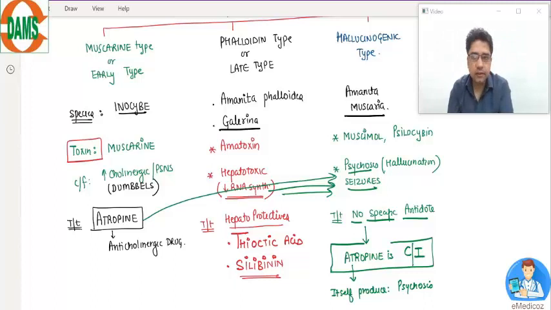Because nicotine itself can cause heart disease. Nicotine can cause vasoconstriction, MI, etc.